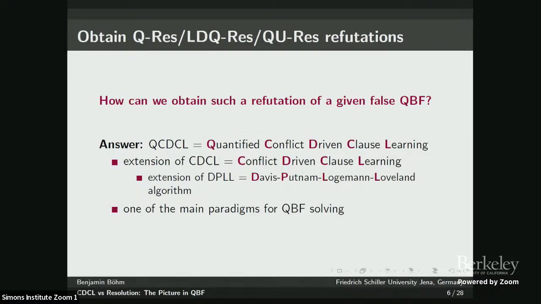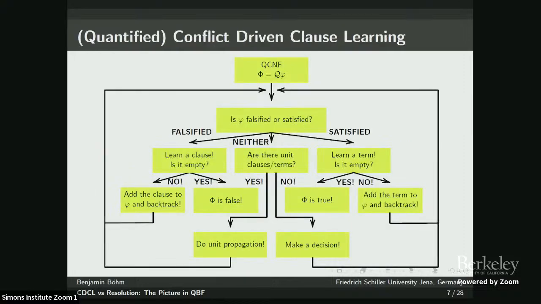Now you know how your refutations might look like. The question is, how can we obtain such a refutation? And luckily, in the first talk today, we also heard about CDCL. And we can just lift CDCL to QCDCL, which is the QBF case for CDCL, which is one of the main, not the only one, but one of the main paradigms for QBF solving. And I've created this little picture here.